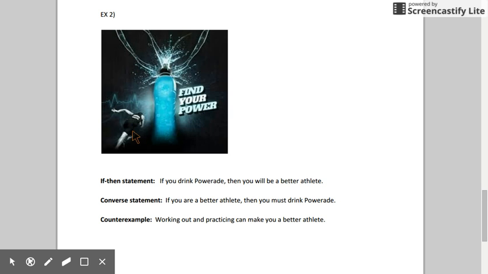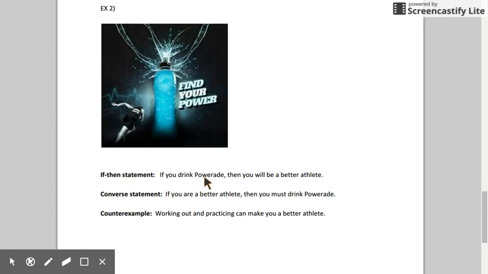We got a runner here. He seems like he's doing really well. He's got a healthy heartbeat. This is really intense and powerful imaging here, strong colors. So if you drink Powerade, then you will be a better athlete, or you will be a stronger athlete, or you will be a faster athlete, something like that.